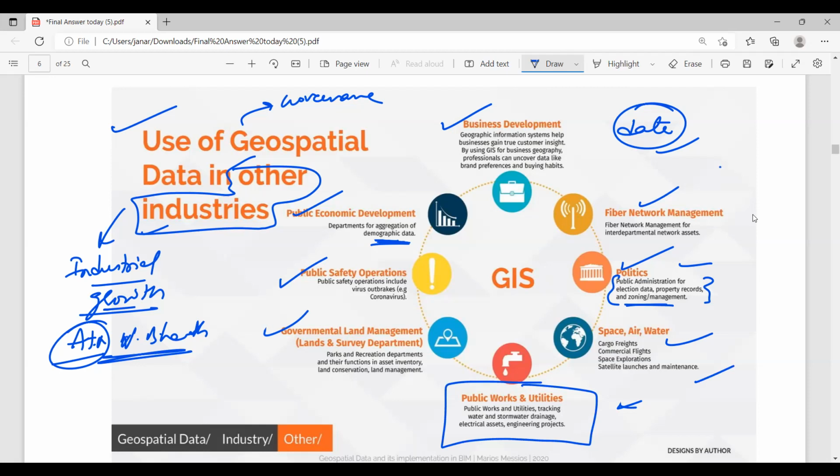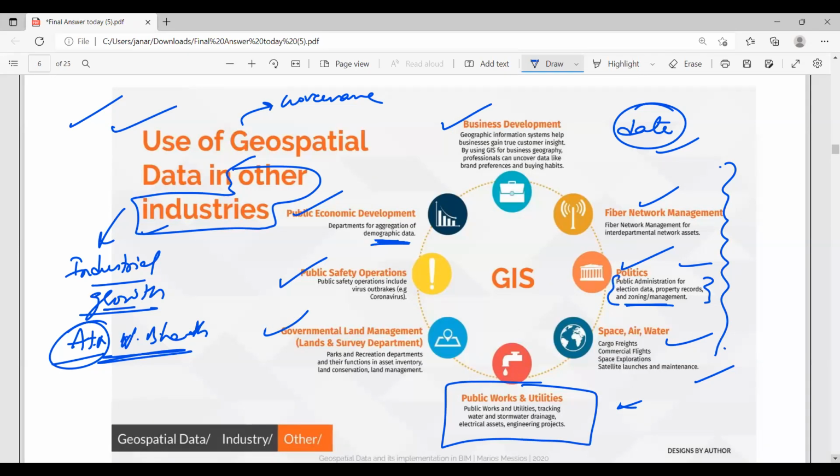So no need to do big research in these things, just look at the keywords and remember these keywords. Make small, short notes, that would be fine with respect to geospatial data.